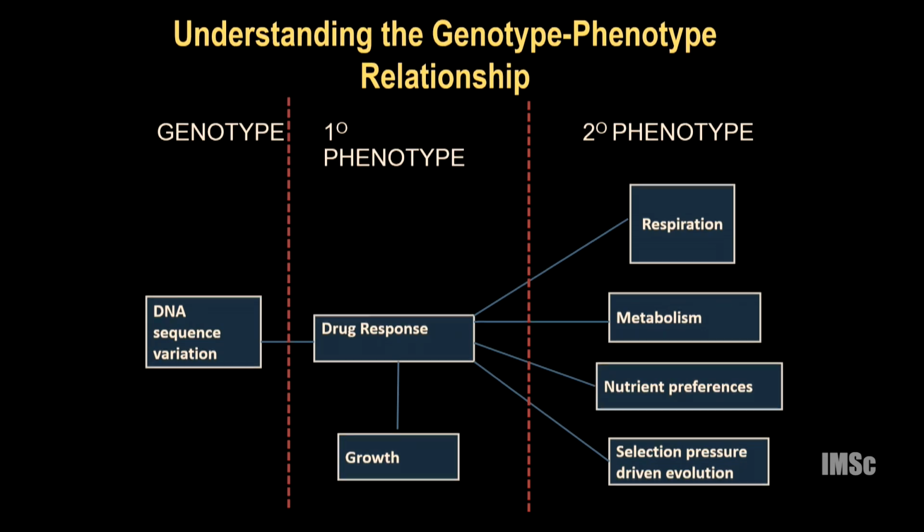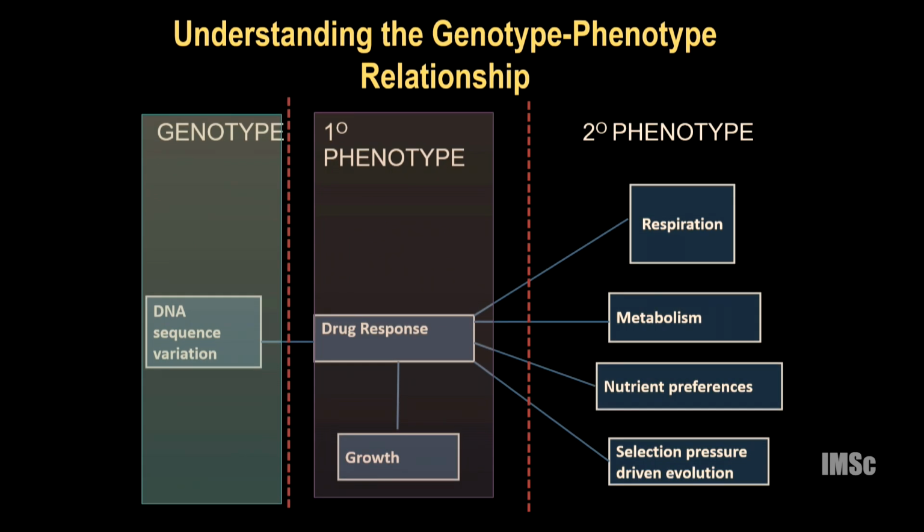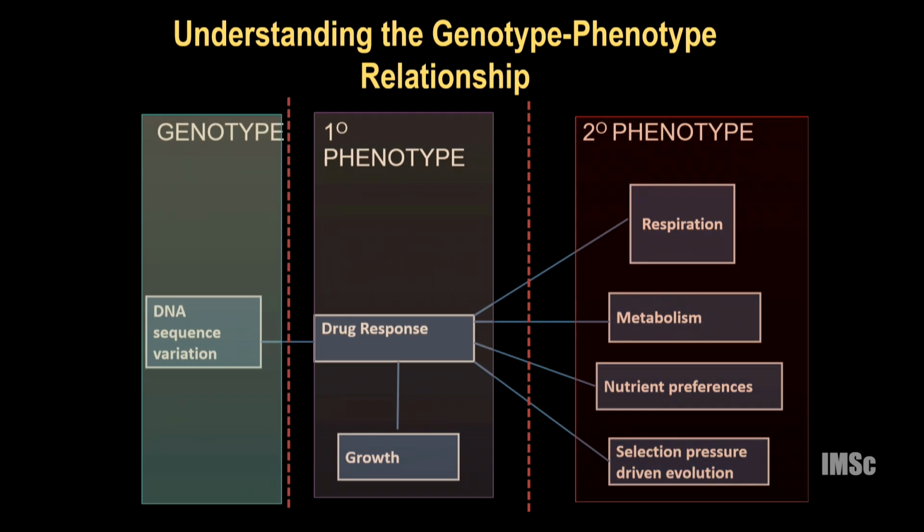We want to understand this primary phenotype. We've established it. We know the drug response. We've seen the growth. Now we need to connect this to the genotype, because we want to understand the genotypic basis of this difference. And we can connect these to a lot of secondary phenotypes like respiration, metabolism, and nutrient preferences, to understand selection pressure driven evolution.